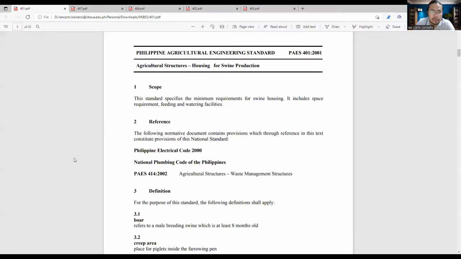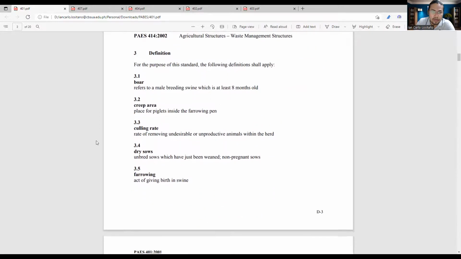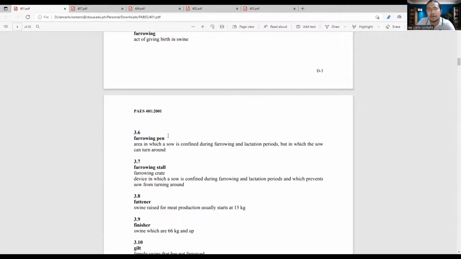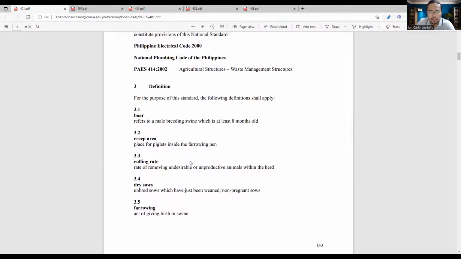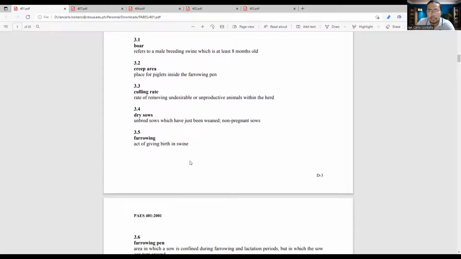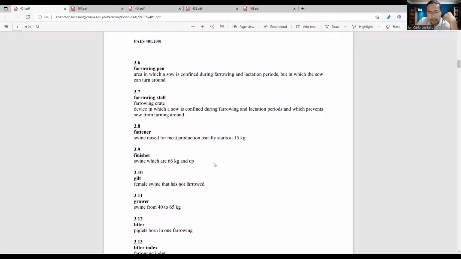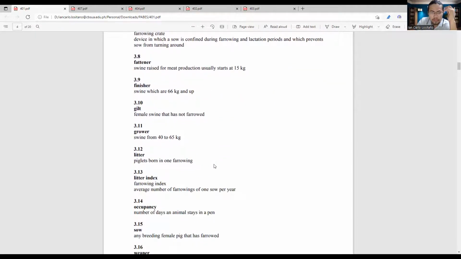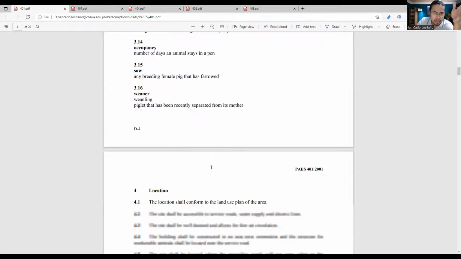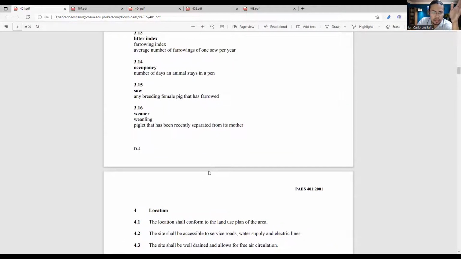Let's proceed first with the housing for swine production. This is under livestock. Now there are a lot of entries here, well, you would have the definitions. The student or the learner is expected to know of this based on the course that they have taken previously on animal science. So farrowing, okay, what's that? That's the term for swine giving birth. Others, litter, litter index, these are supposedly terms that the student or learner is already familiar with.